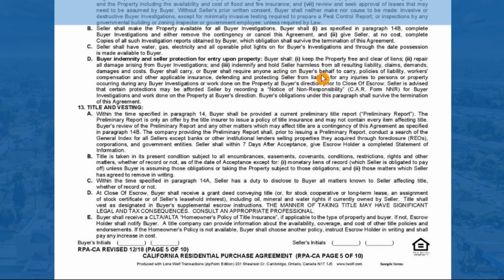The buyer will keep the property free and clear of all liens, and if there is any repair or damage due to the buyer's investigations, the buyer will hold the seller harmless and make sure that those damages are repaired at the buyer's cost. Anyone representing the buyer shall carry policies of liability, workers' compensation, and other applicable insurance, defending and protecting the seller from liability for any injuries to persons or properties occurring during the buyer's investigations.